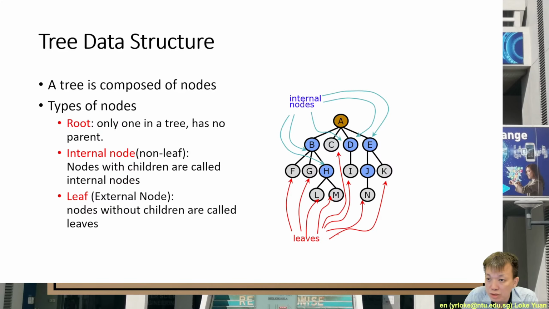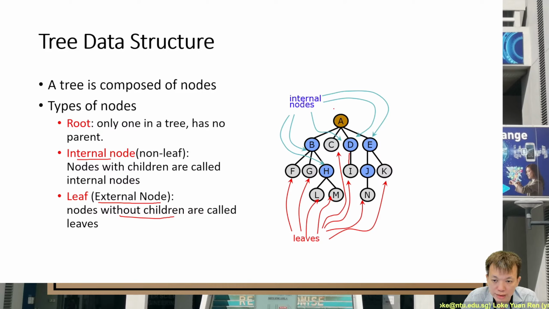So a tree basically is composed of several nodes. Just like I mentioned, B, H, D, E, J are considered internal nodes. The rest here, F, G, L, M, I, C, N, and K, these are leaf or external nodes, meaning without children. Internal nodes are the ones with at least one child.